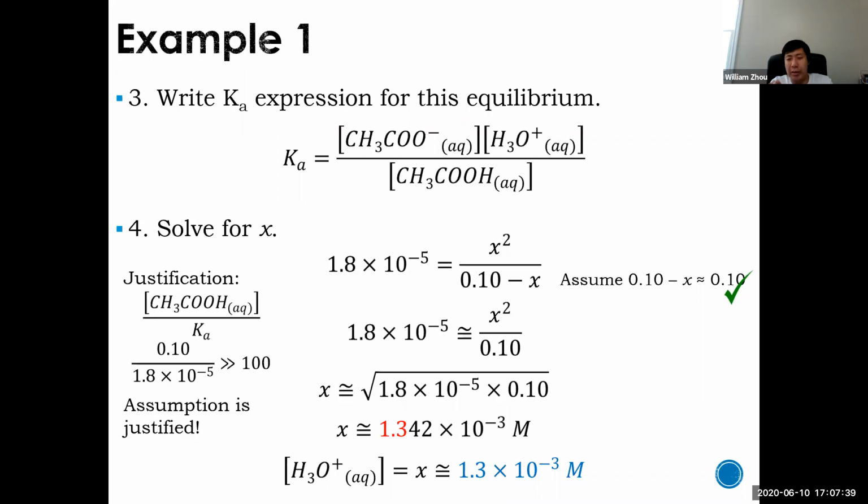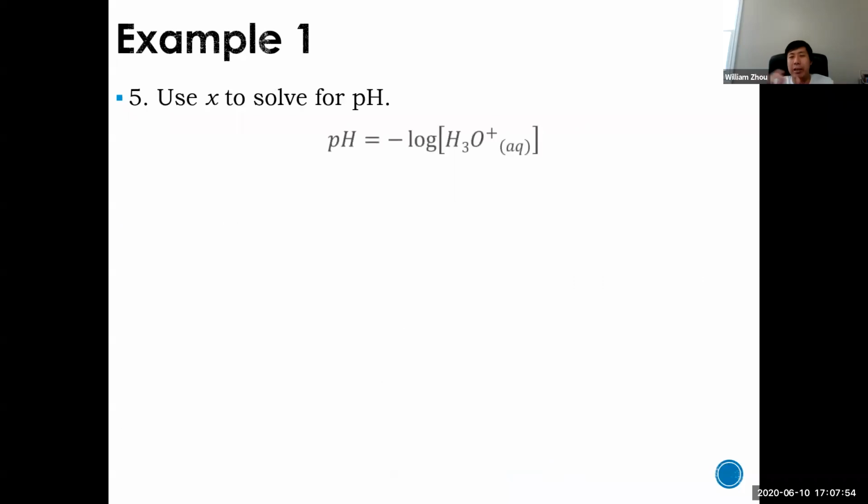You round to the correct sig figs because that is one of the answers we're looking for. So it's 1.3 times 10 to the negative 3. The question also asks for the pH. So you have hydronium. Use the formula for the pH, which is negative log of hydronium. And you have to use the unrounded number because we're not done with the calculation. So negative log of 1.342 times 10 to the negative 3. You put this in your calculator, you should get 2.89.